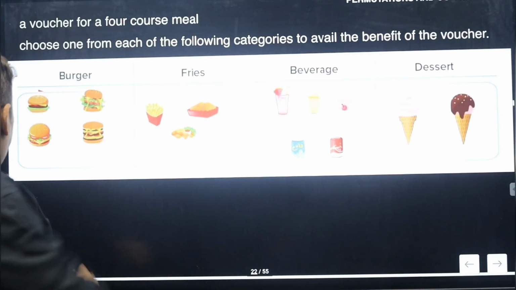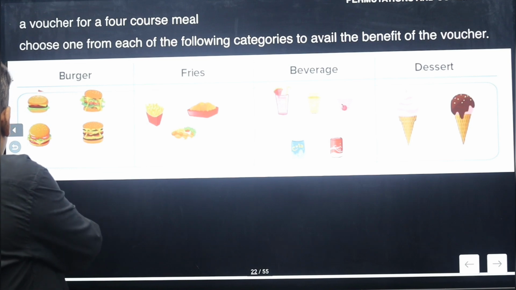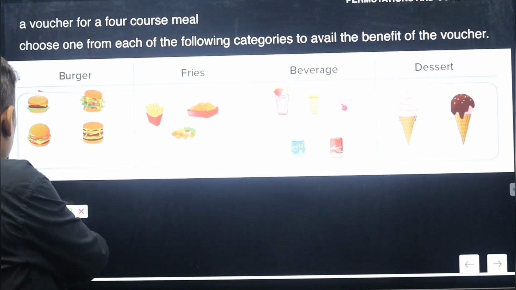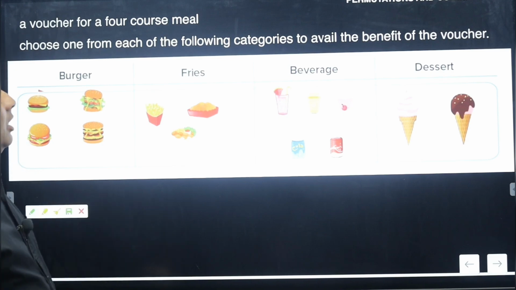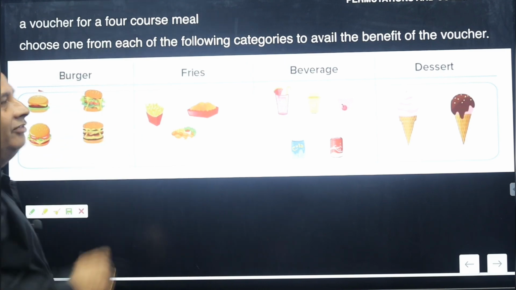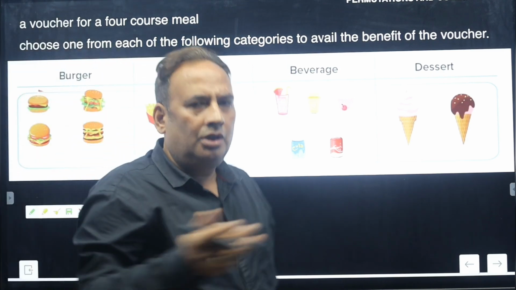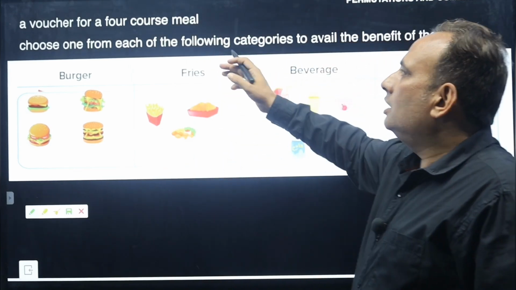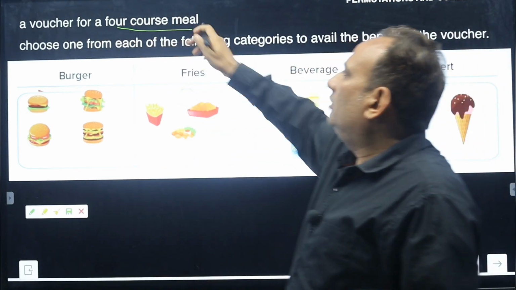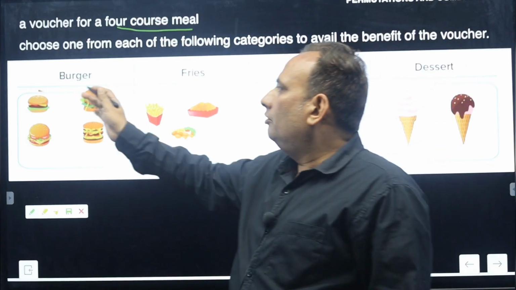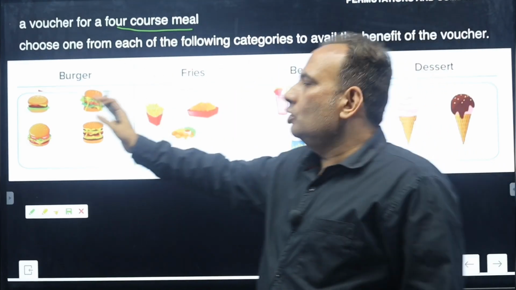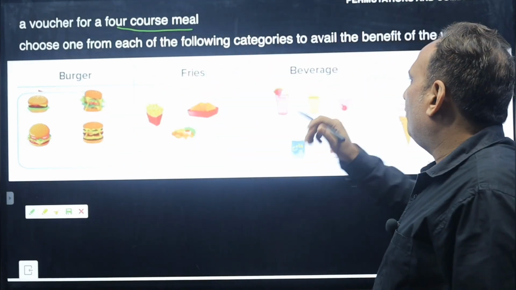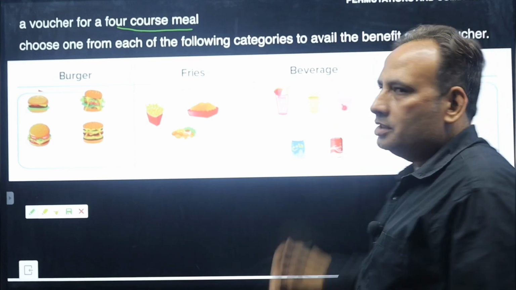Now here you see, an interesting question. Are you all getting hungry? Let's see. Here we have a voucher. Suppose you went to a mall and got a voucher. In that voucher there is a 4-course meal. In the 4-course meal, one course is burger, another is fries, and then beverages and desserts.